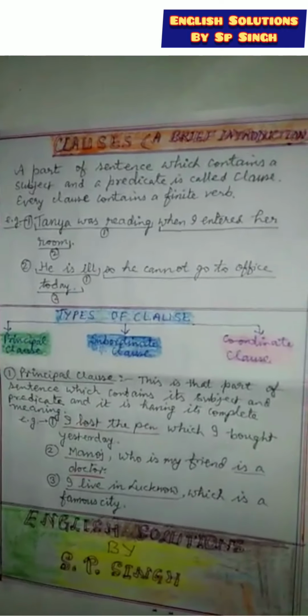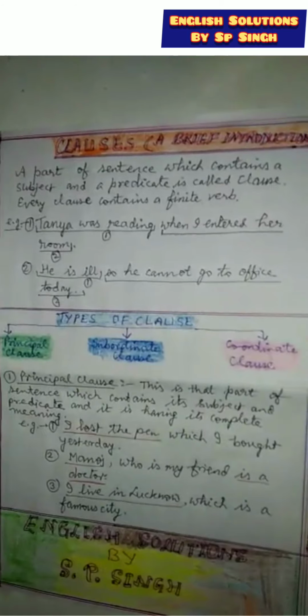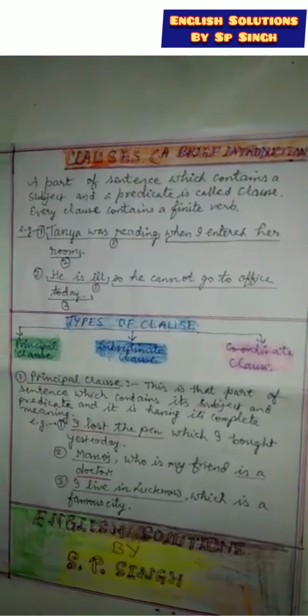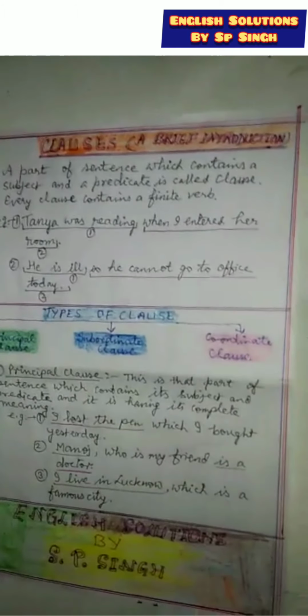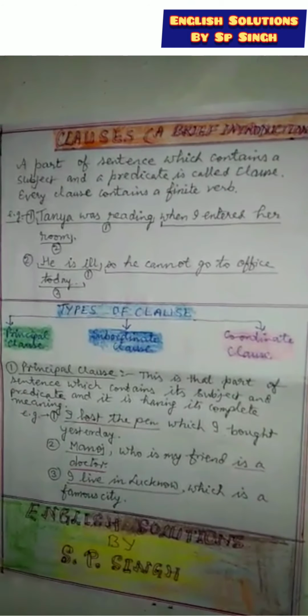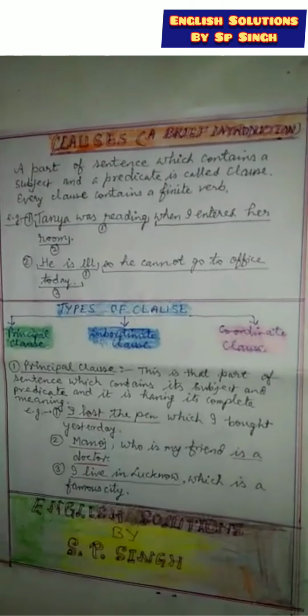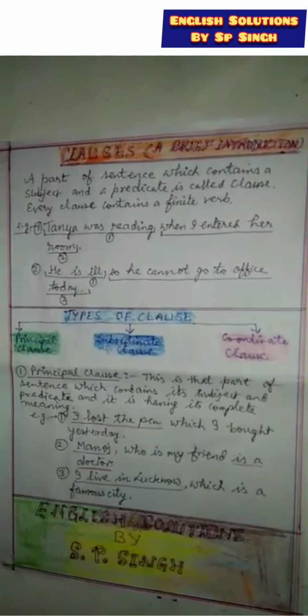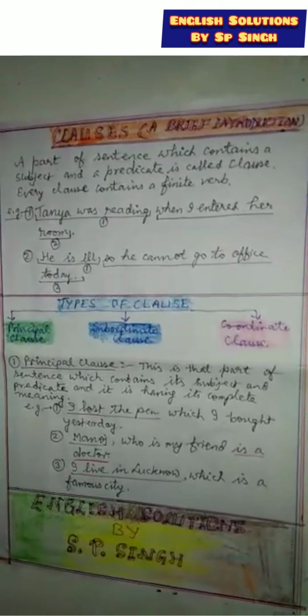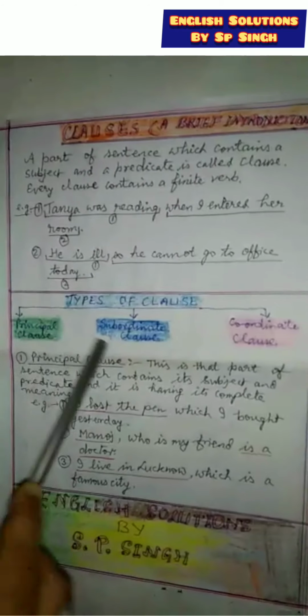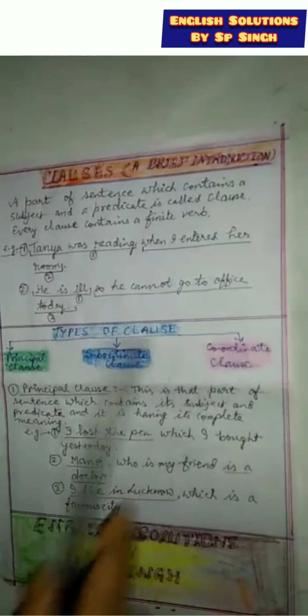Second is: he is ill, so he cannot go to office today. In this sentence, again there are two clauses. He is ill, that is complete in its sense, but further it is added with, so he cannot go to the office. So broadly discussing, the types of clauses are principal clause, subordinate clause, and coordinate clause.